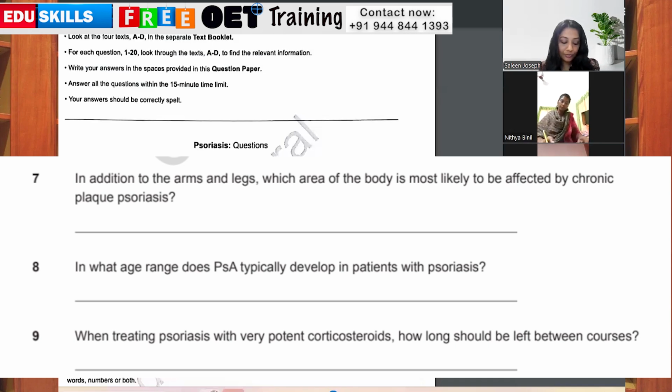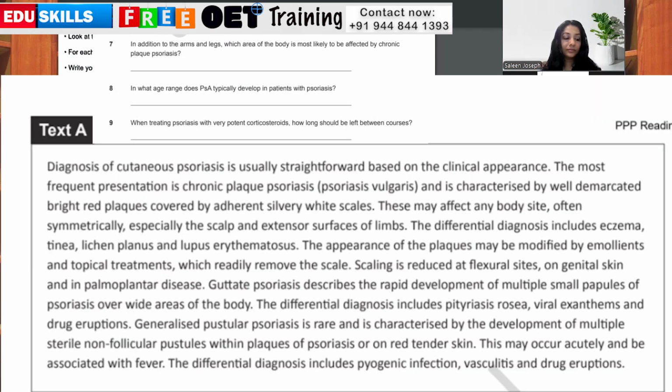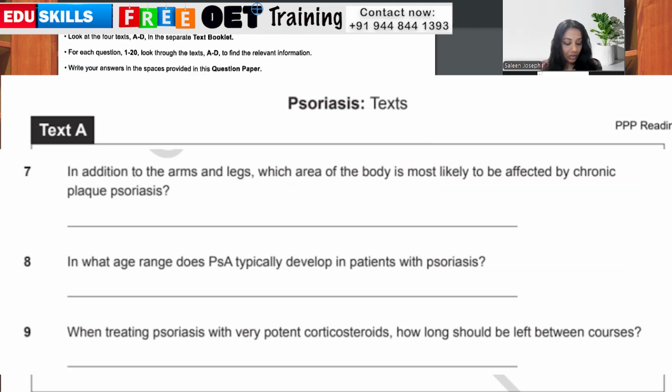So now we have to find the answer. Which area is that? That is the question here. It is in the first portion of text A, the fourth line. The scalp, yes, because they have mentioned here, these may affect any body site, often symmetrically, especially the scalp and extensor surfaces of limbs. So the answer is scalp. Okay, next question is the 8th one.